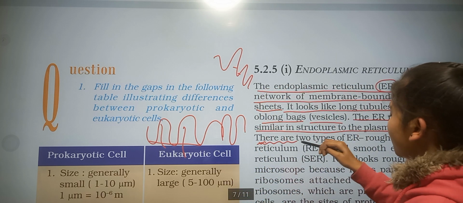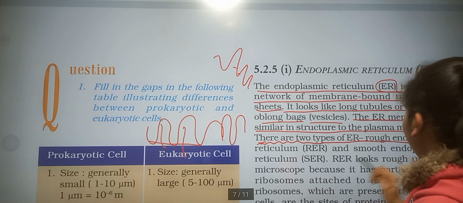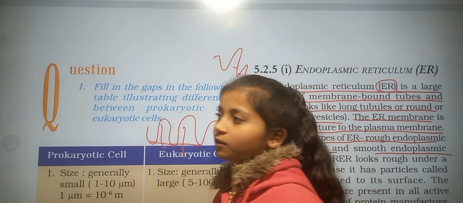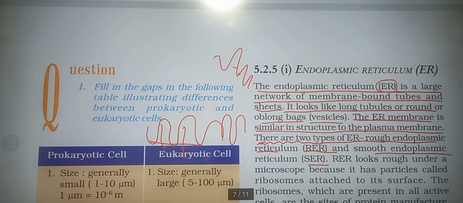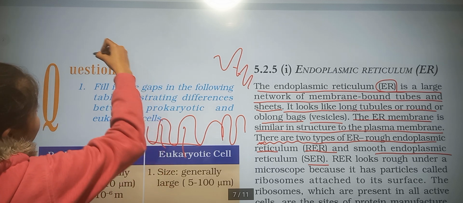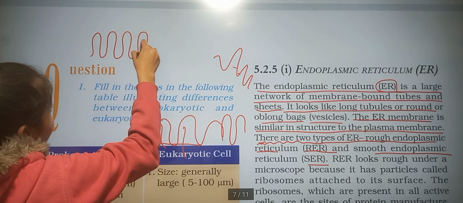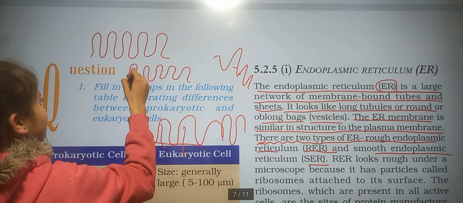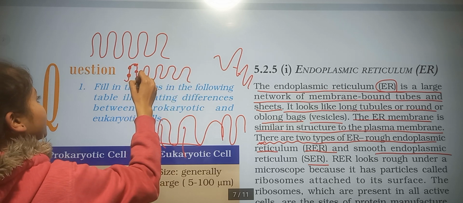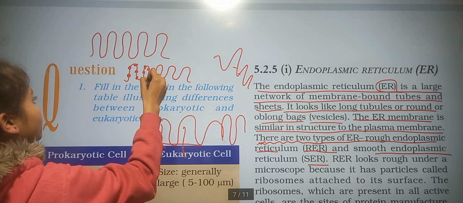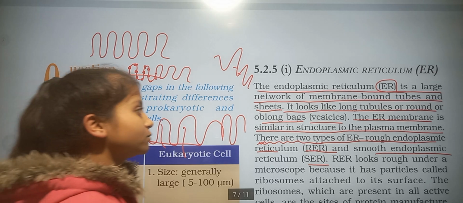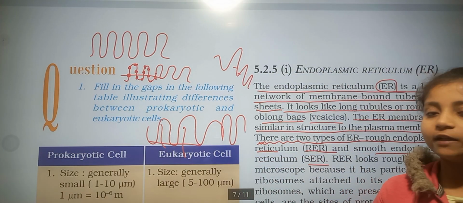There are two types of ER: rough endoplasmic reticulum and smooth endoplasmic reticulum. So the endoplasmic reticulum is divided into two parts, smooth ER and rough ER. In the smooth ER no ribosome is present, but in the rough ER there are ribosomes on the membrane. Do you know what a ribosome is? It is the site of protein synthesis. The rough endoplasmic reticulum carries ribosomes, that's why it is rough.